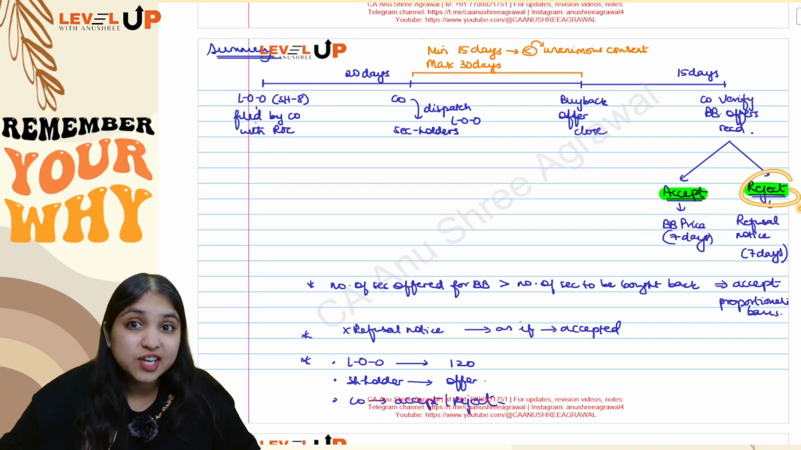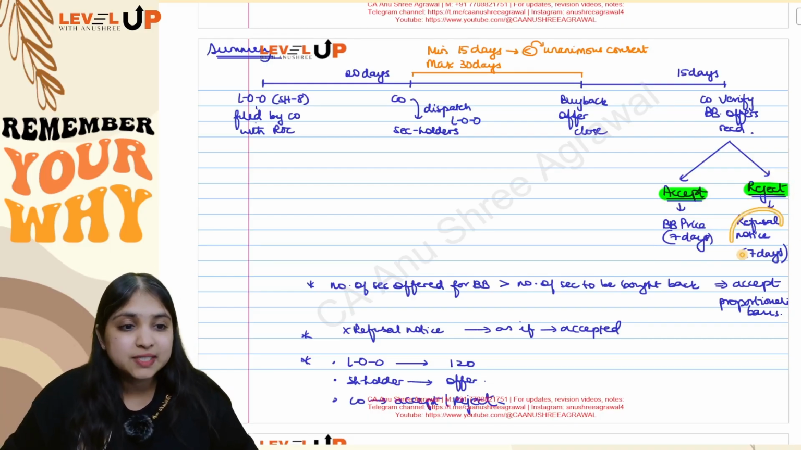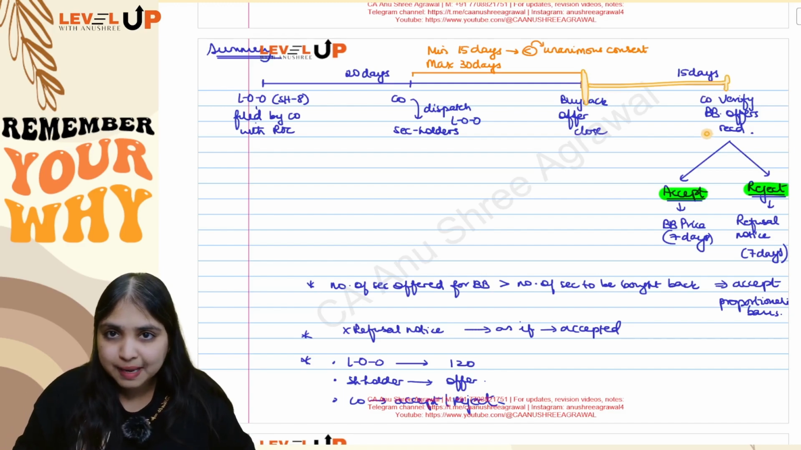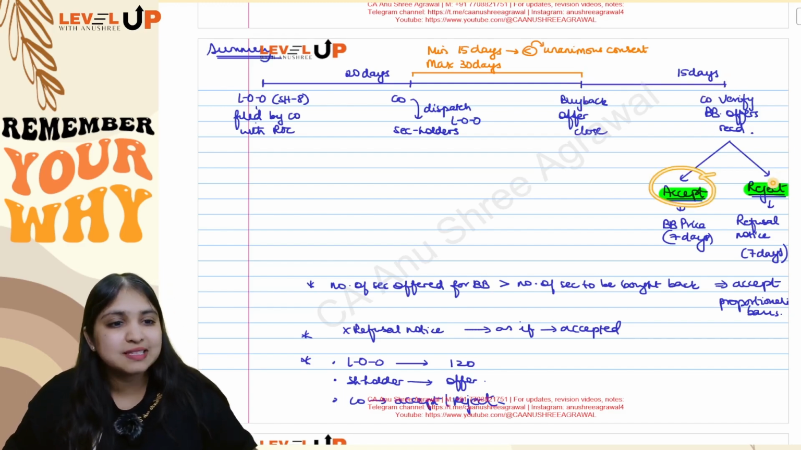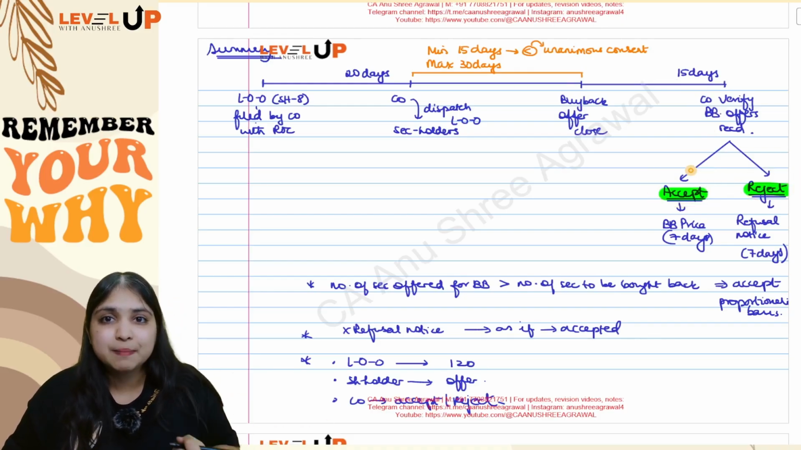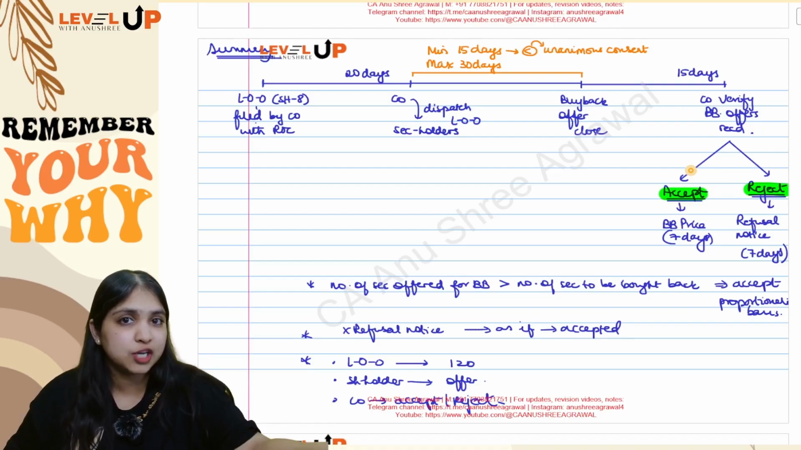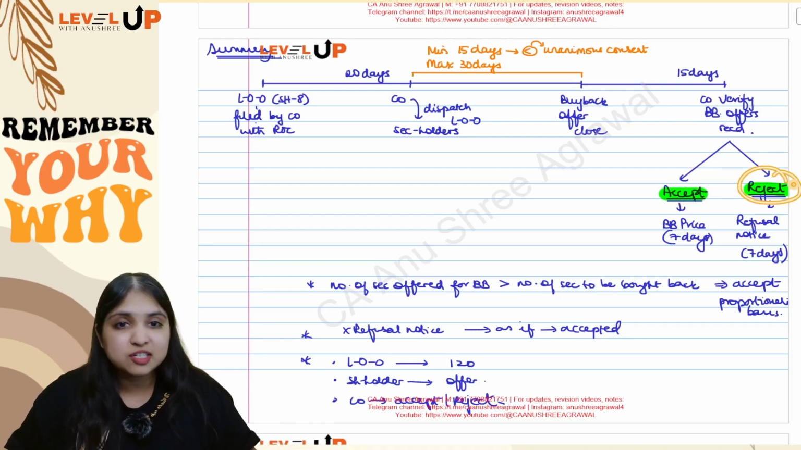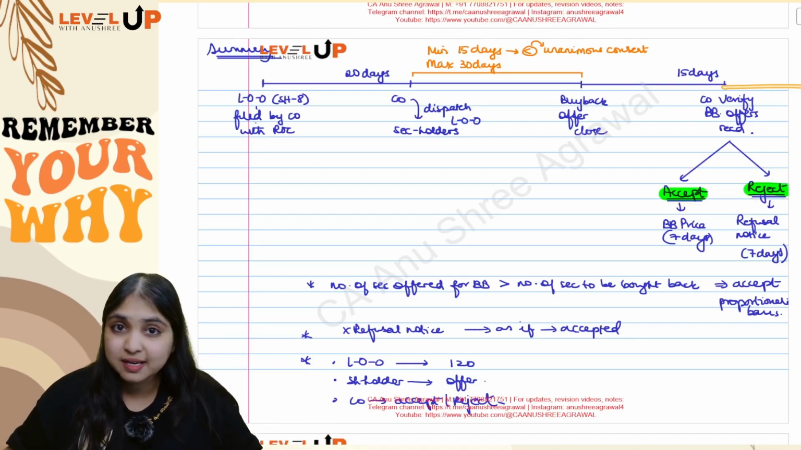But if the company is rejecting the buyback offer, then the company will send a refusal notice within 7 days. So once a buyback offer closes, within the next 15 days, the company will verify the buyback offers received. Either the company will accept those offers or reject those offers. If the company is accepting the buyback offers, the company will buy back the shares and send the buyback price to the shareholders within 7 days. If the company is rejecting, the company will send a refusal notice within the next 7 days.